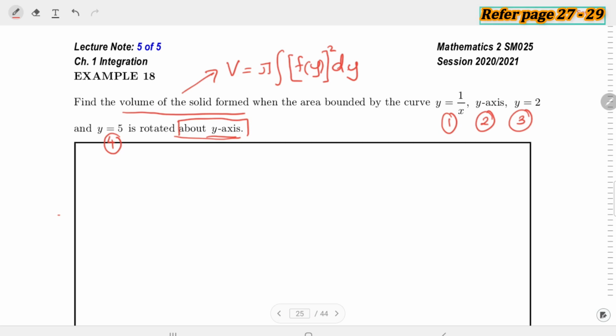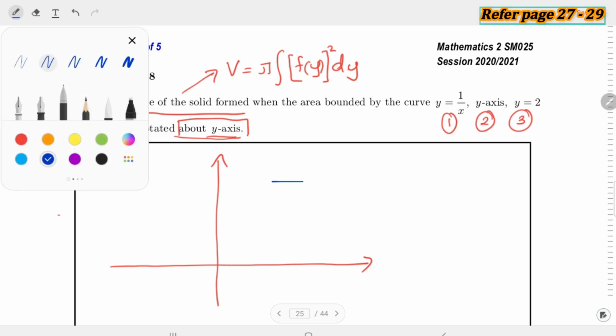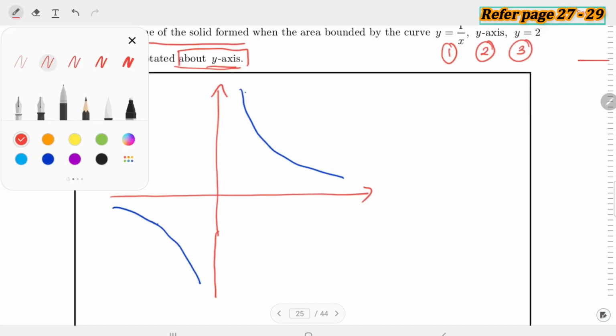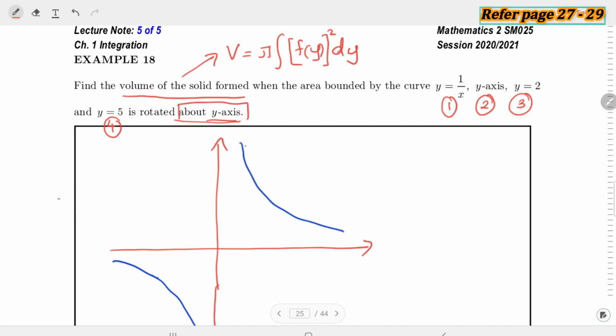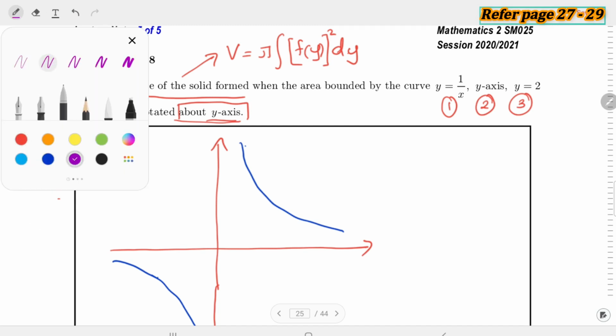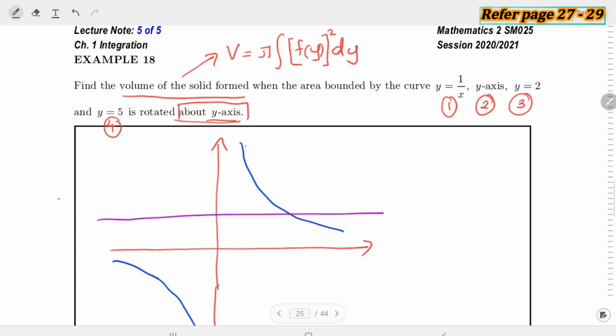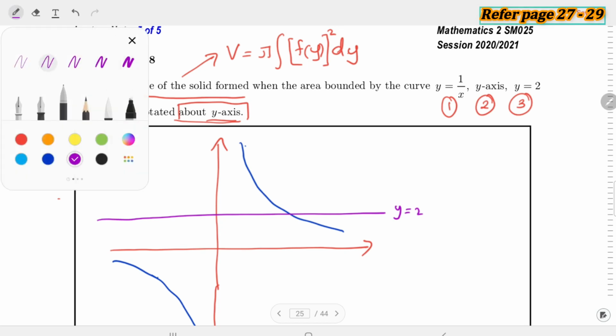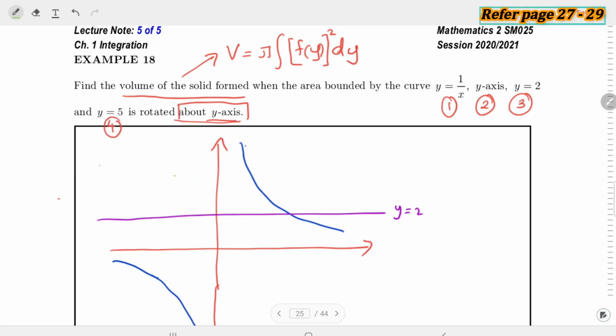So we are going to first sketch what the graph will look like. So y equals 1 over x. First let's sketch the axes, x and y. For y equals 1 over x, we change to the color blue. Next the line y equals 2, so use purple color. Around here is y equals 2, and then y equals 5, the green color. Around here is y equals 5.